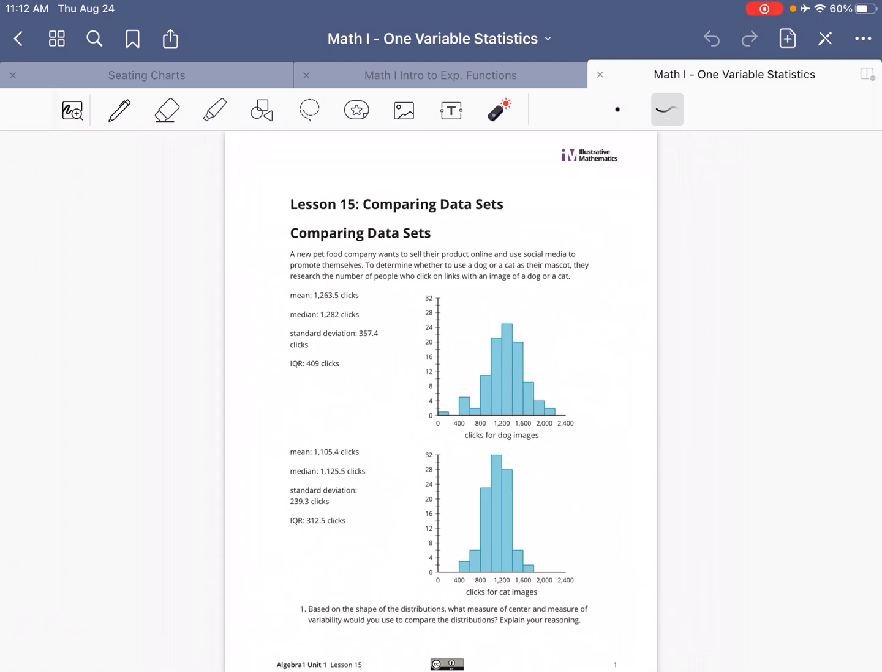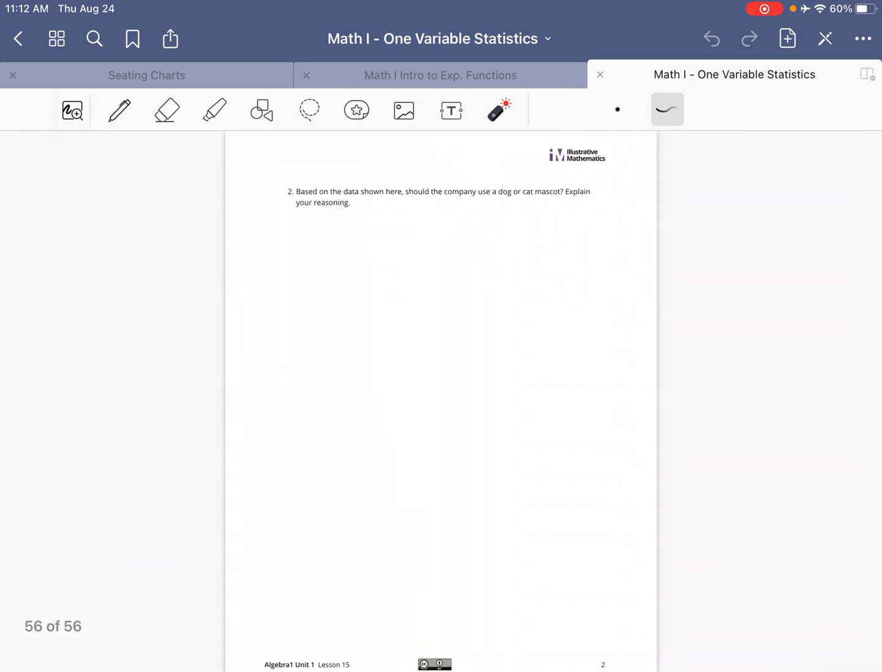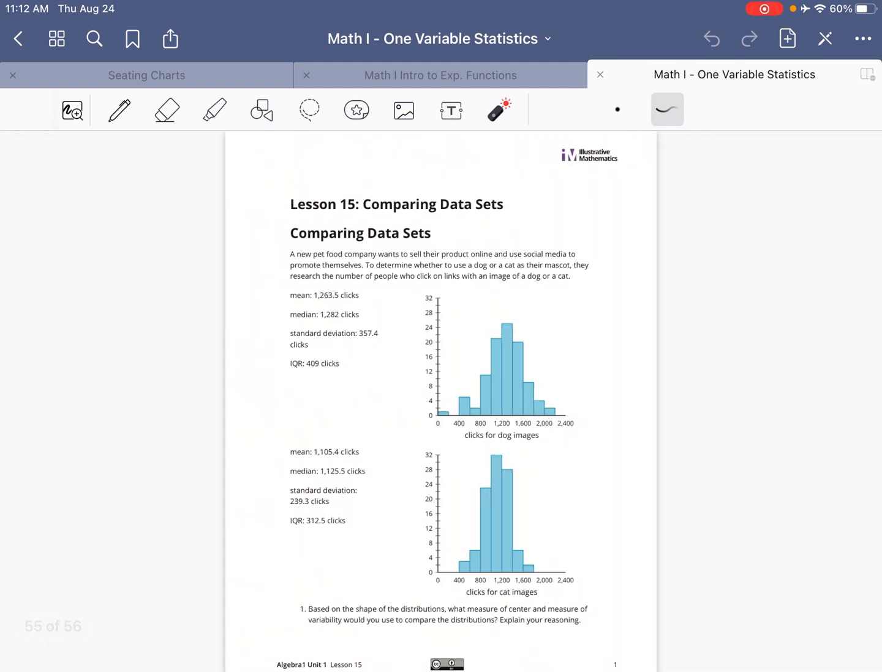And then you're going to look at these data sets: number of clicks for dog images or cat images. Do some statistical analysis. Look at the mean, look at the standard deviation, look at the IQR. Which one has a higher average or median? Which one has more variability? If you're still not sure how to answer this question, please let me know.